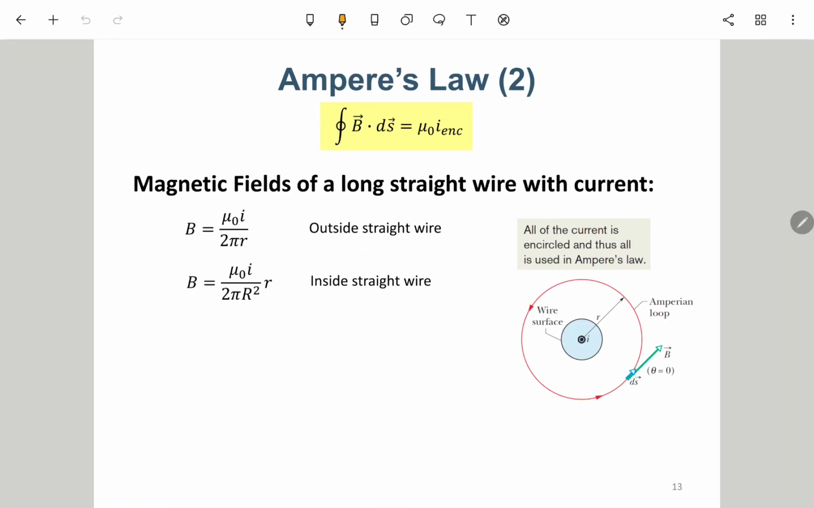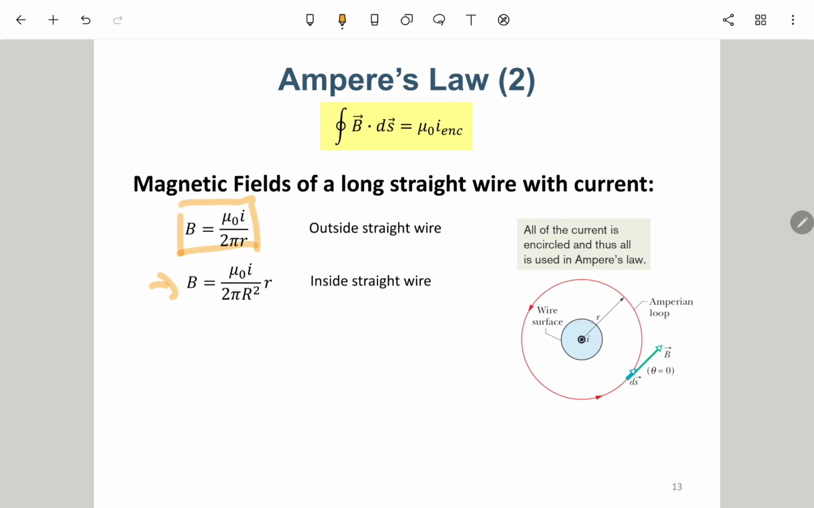Okay, so actually this is Ampere's law. We can make use of it to determine some simple formulas. Here is the B field of a long straight wire with current. Of course, previously we already used the Biot-Savart law to determine this one, but now we will try to use Ampere's law to find the B field for both cases.